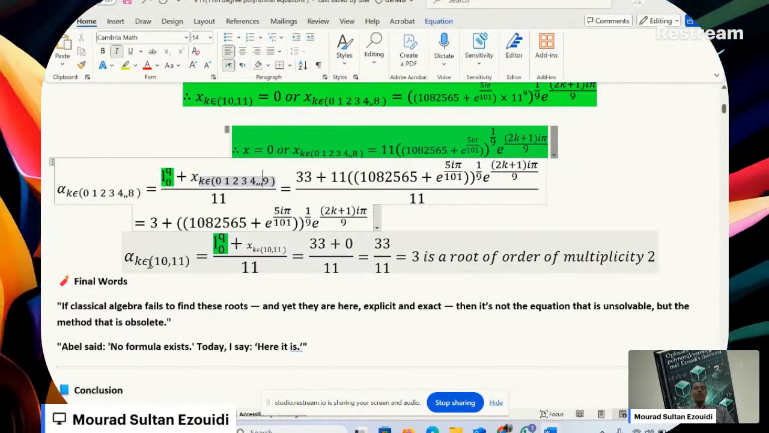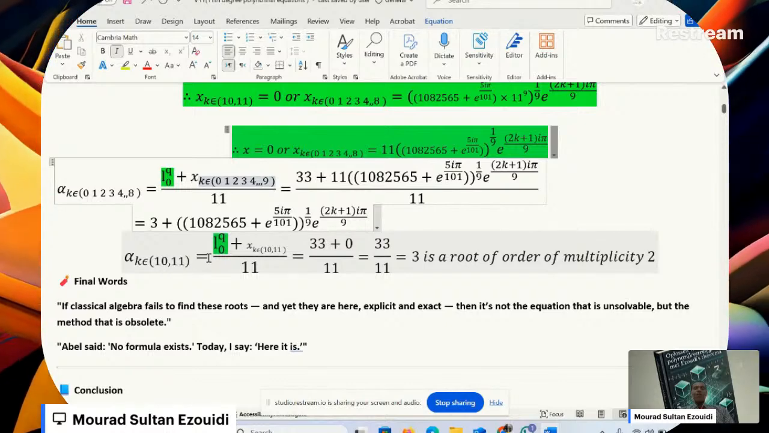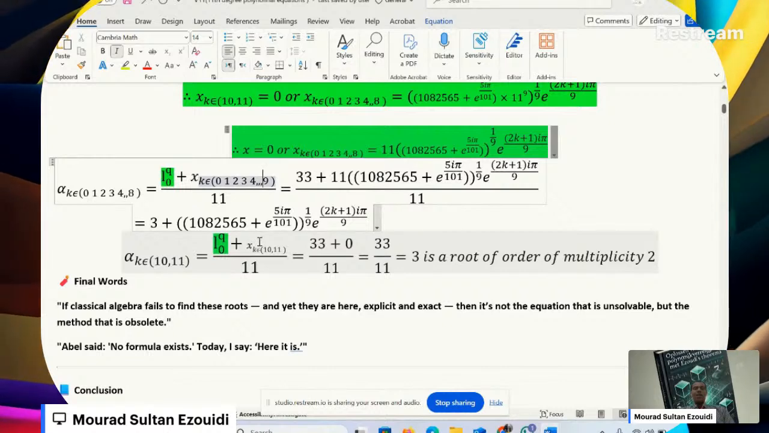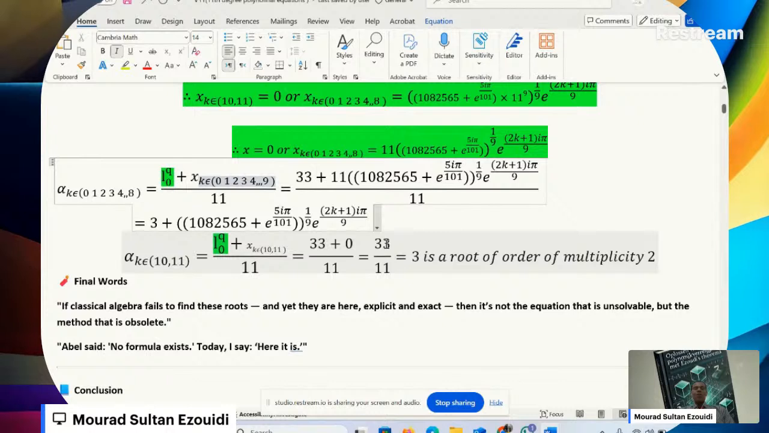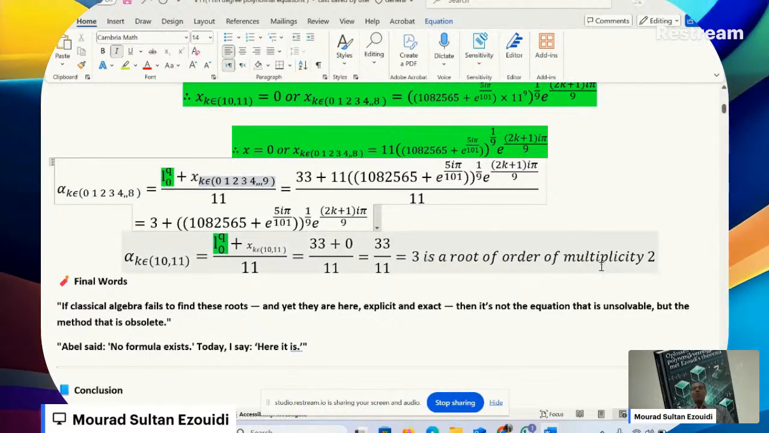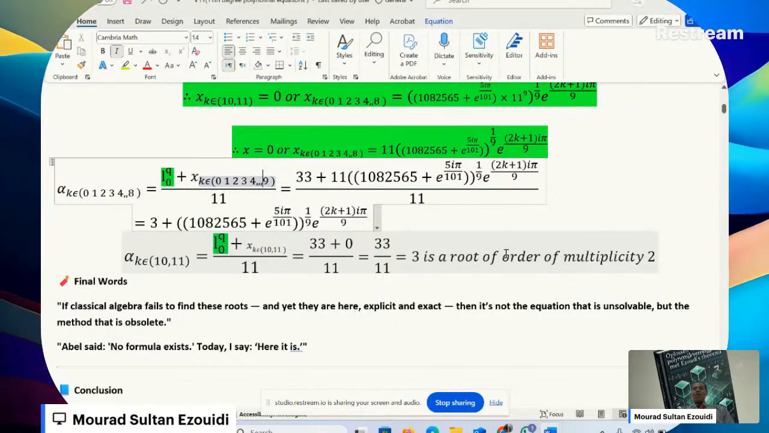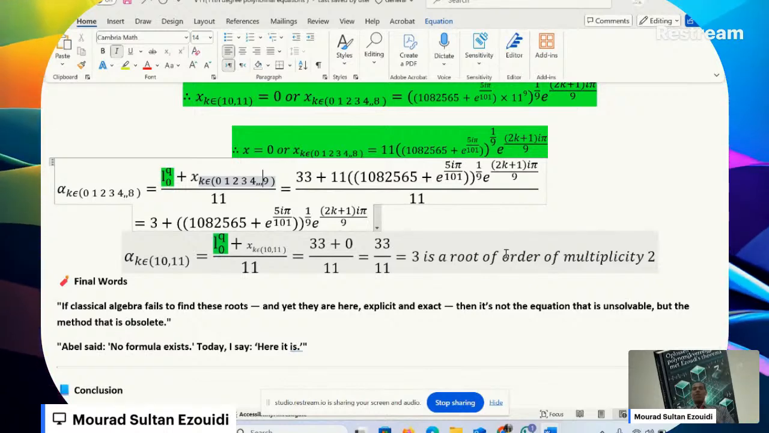And alpha subscript k for k equal 10 and 11 are equal to a0 over 42, a0 is 33, and x_k are going to be equal to 0 like that. So it will be 33 plus 0, 33 divided by 11 is 3. 3 is a root of multiplicity two.